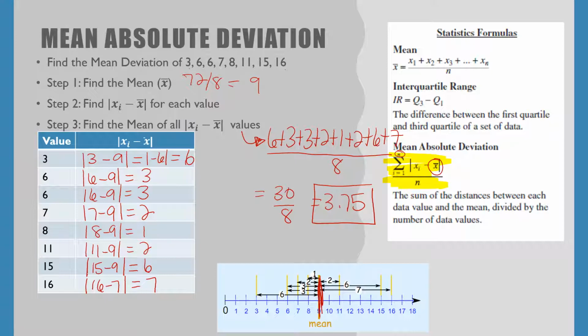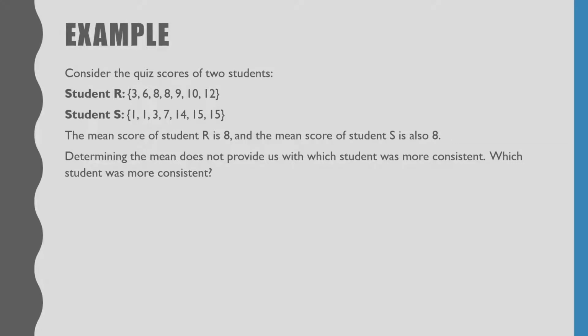So really quick, I'm going to show you an example where we would apply this. In this example, it says consider the quiz scores of 2 students. So we have student R and student S. The mean score of student R is 8, and the mean score of student S is also 8. So that doesn't really tell us that one student is doing better than the other necessarily, but we could use the mean absolute deviation to determine which student was more consistent. The mean does not provide us with which student was the most consistent, but if we use our mean absolute deviation, we can determine which one was more consistent.